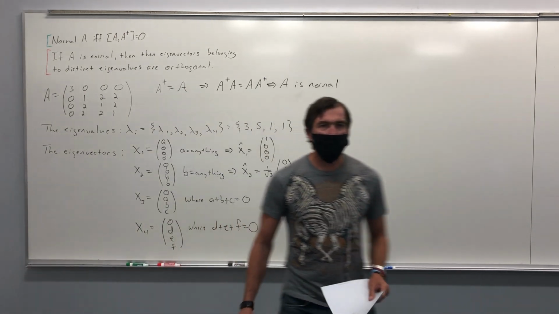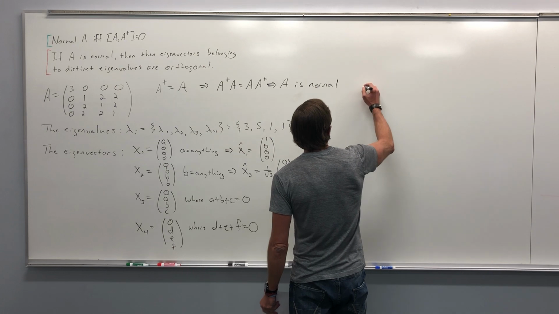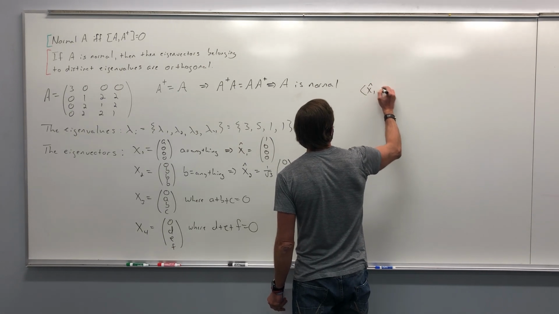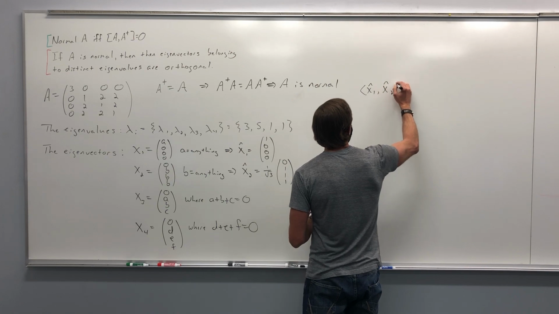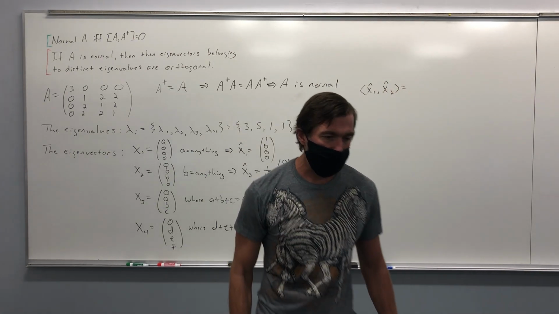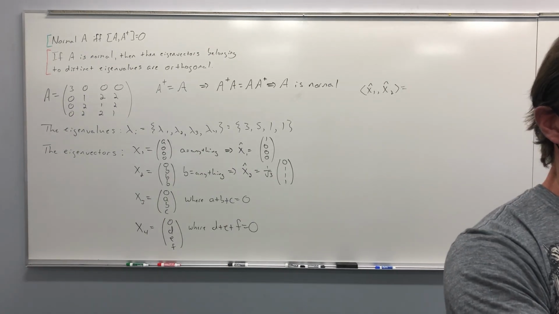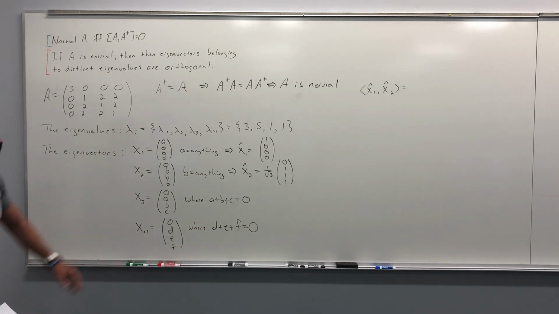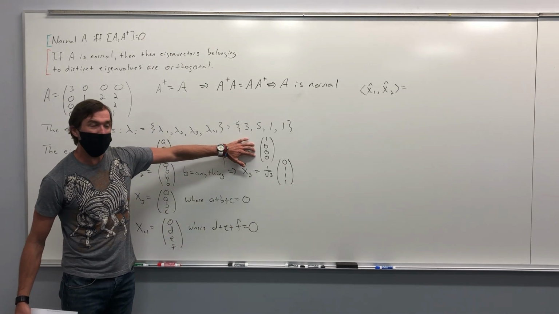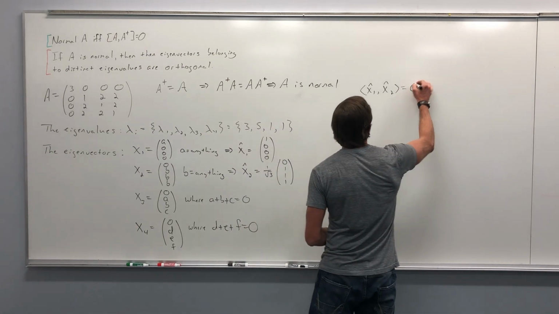But let's check the orthogonality that was predicted by that theorem. So first of all, x1 hat interproducted with x2 hat equals, and I'm going to pick a card. Boyana, what's that equal to? 0. Yes, ma'am, it is. Okay, miraculously, this is equal to 0.